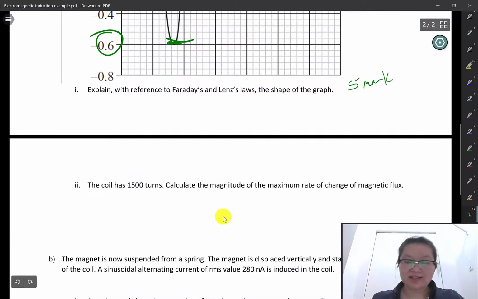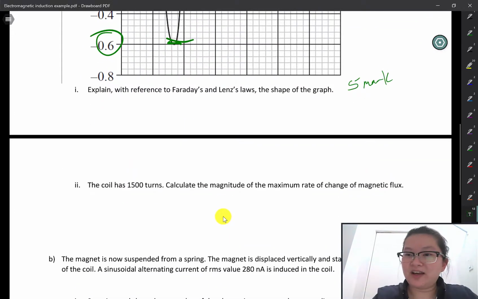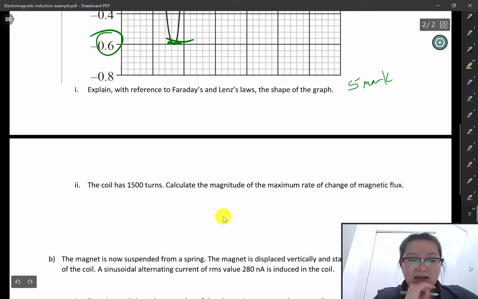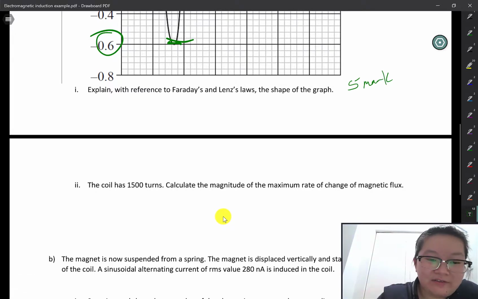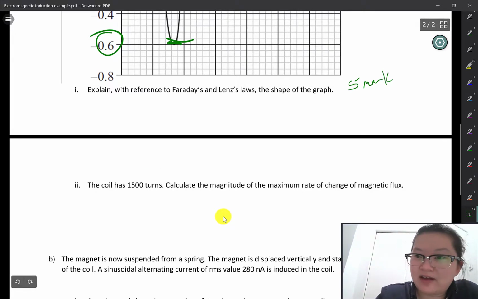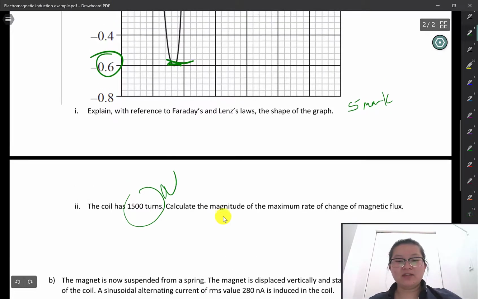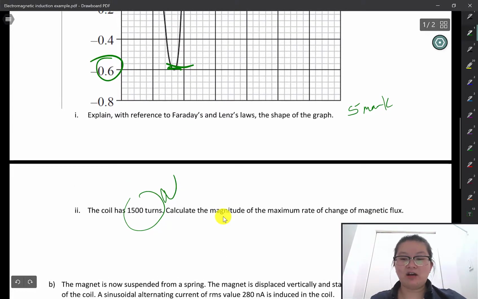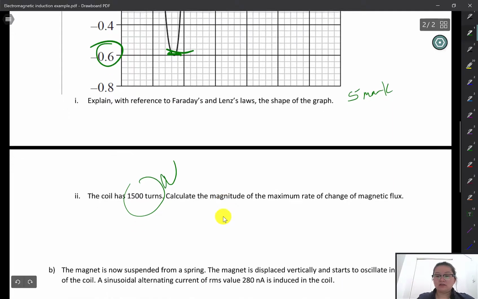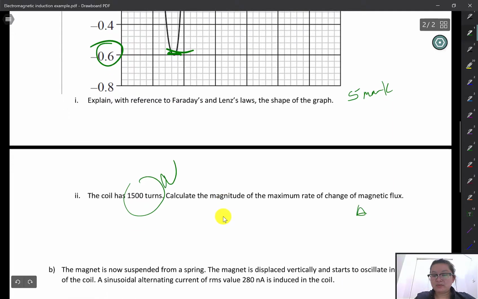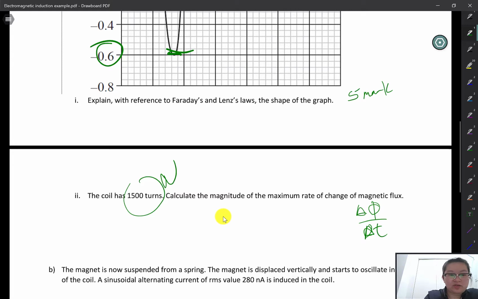Second question, hopefully these questions will go a little faster. The coil has 1,500 turns. That's going to give us the N value there. Calculate the magnitude of the maximum rate of change of magnetic flux. So the rate of change of magnetic flux is going to be dΦ over dt, or the change in flux over the change in time. So that's what we're trying to do here, okay?